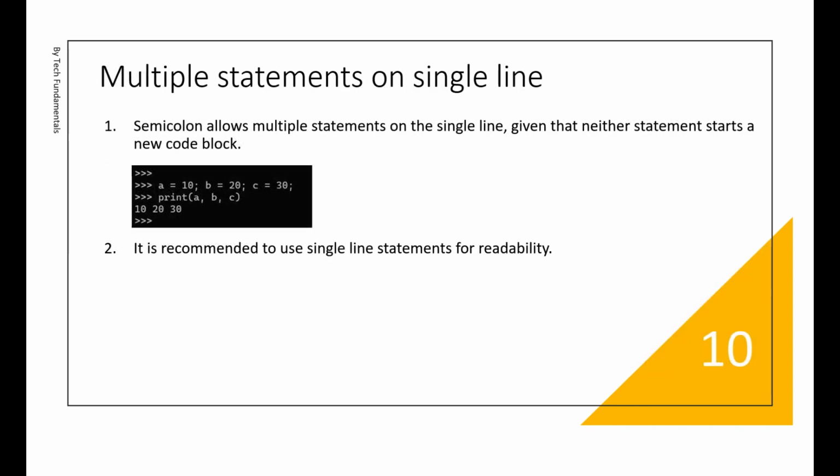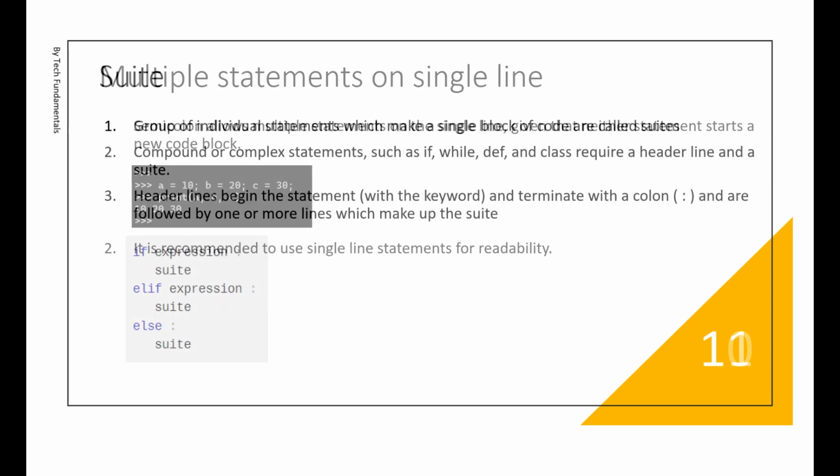Let's talk about writing multiple statements on a single line. A semicolon allows multiple statements on a single line, given that neither statement starts a new code block, like an if statement starts a new code block. It is recommended to use single line statements for readability purposes. The picture uses semicolons to declare three variables on the same line.